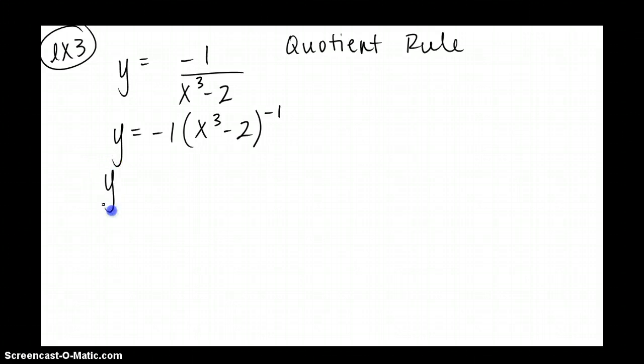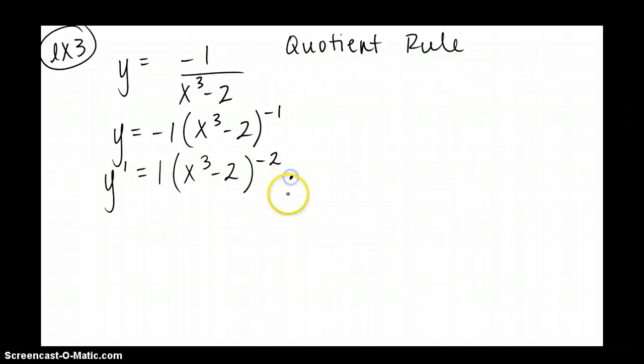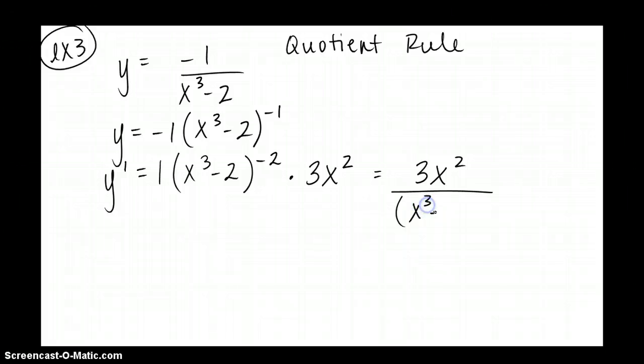Alright. Then when I find the derivative, first I'm going to derive something raised to the -1st. -1 times -1 gives me 1. Subtract 1 from the original exponent. The x cubed minus 2 needs to remain the same. Then I'm going to multiply by the derivative of the inside, which would be 3x squared. So writing it with positive exponents, 3x squared over the quantity x cubed minus 2 squared. If you use the quotient rule, you can check it tonight, and I promise you, you'll get the same answer.